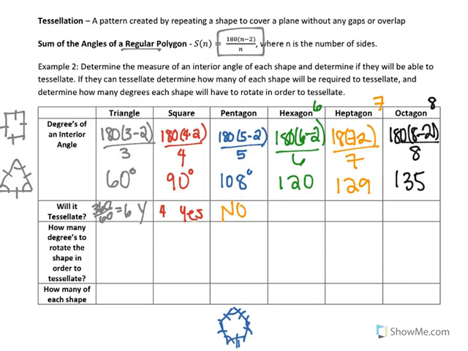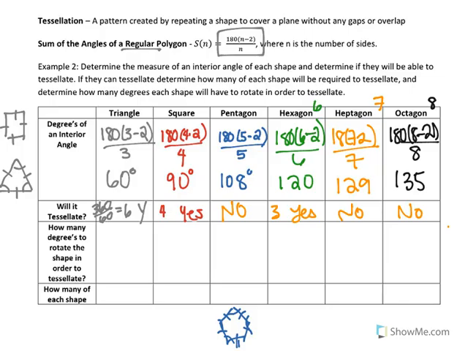This is going to be a no. 108's not going to go into it. You get a decimal. 120 it's a yes. It goes 3 times. This is going to be a no, and this is going to be a no. So they won't tessellate.